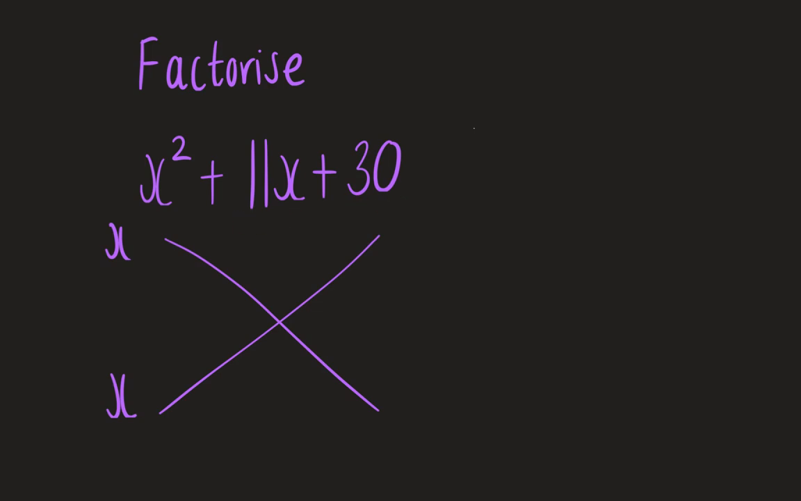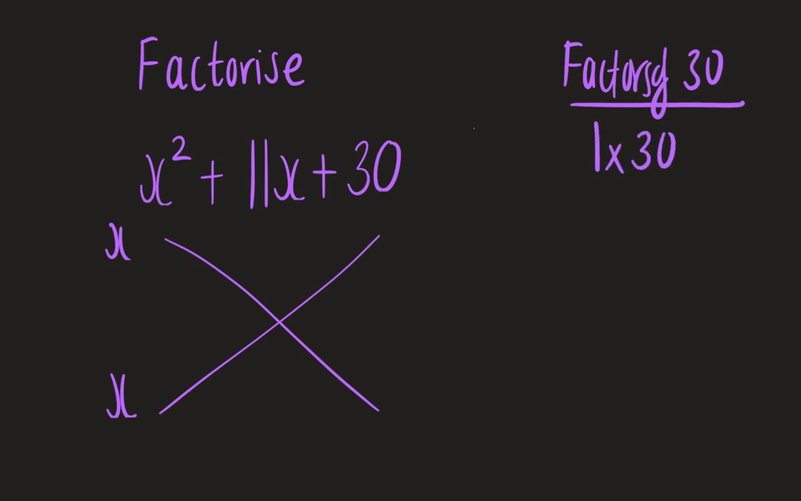So we come over to the side and we work out factors of 30. Well, we've got 1 times 30 gives me 30, 2 times 15, 3 times 10, 4 doesn't divide into 30, 5 times 6, and I think that's all of them. And then from here, we go, which one of these works, that when we add those numbers together, we get 11?